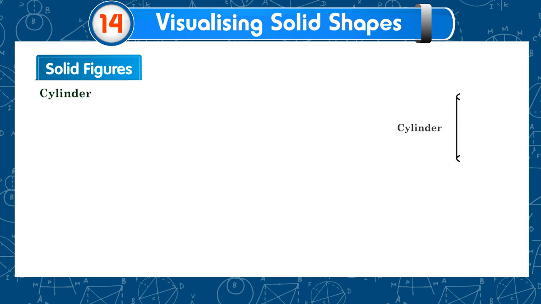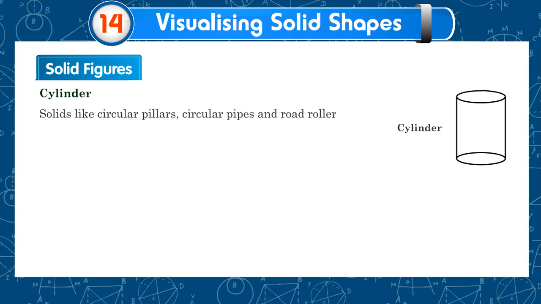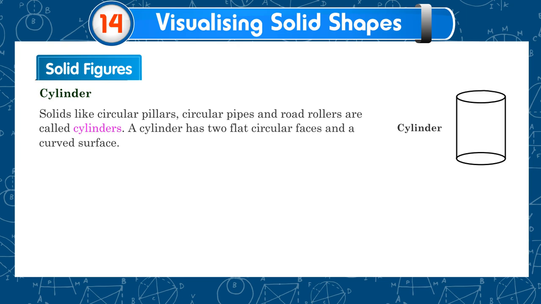Cylinder. Solids like circular pillars, circular pipes and road rollers are called cylinders. A cylinder has 2 flat circular faces and a curved surface. It has no vertices. A cylinder has 2 curved edges.